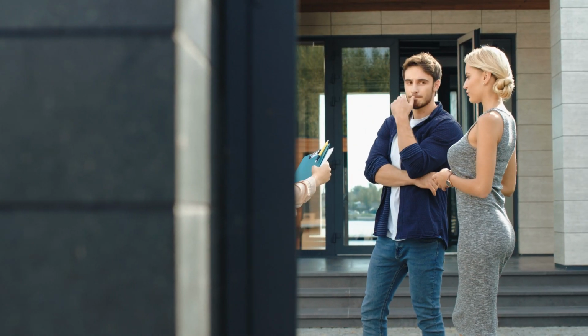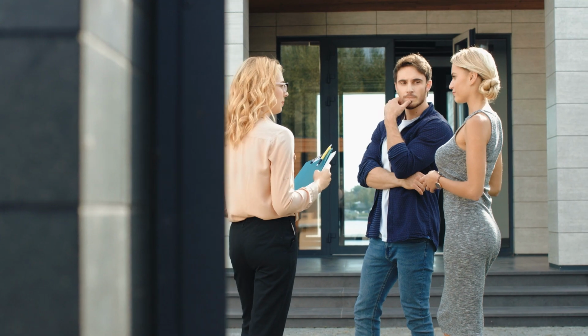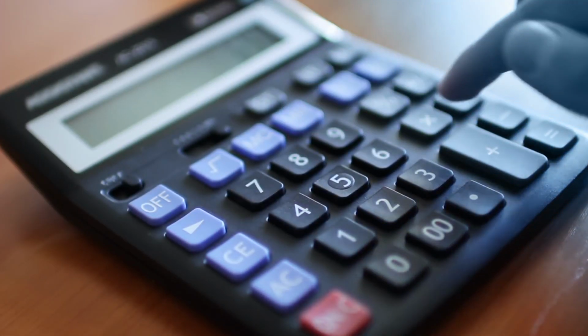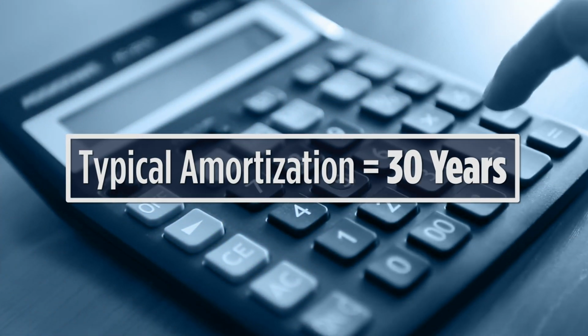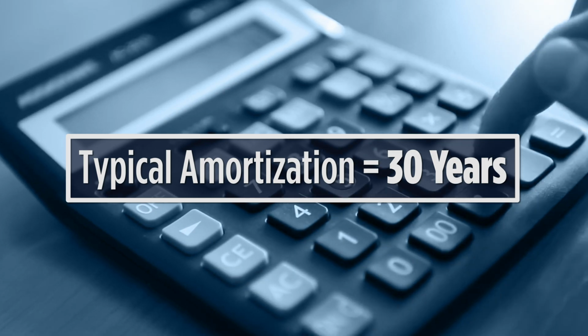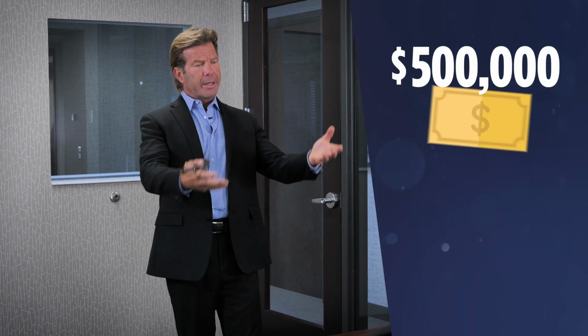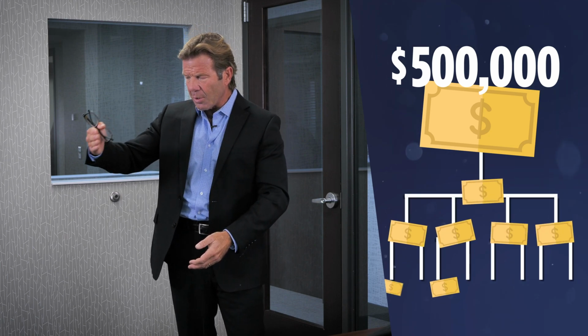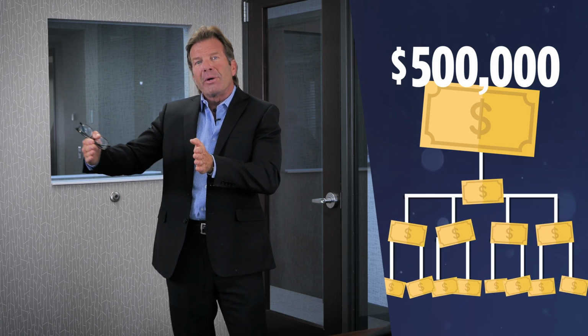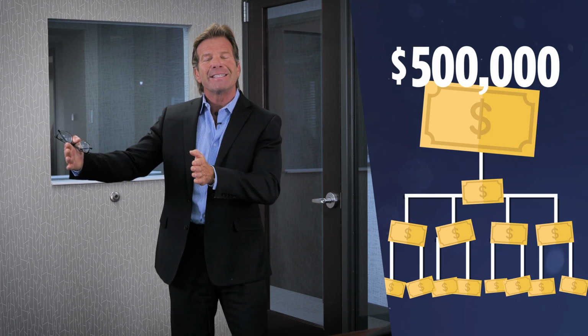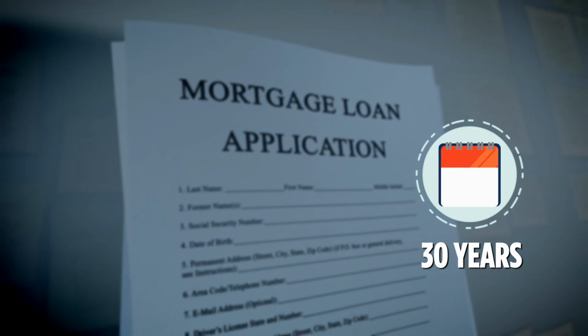Okay, so let's say you're buying a single family home and you need to amortize that loan. A very typical amortization is going to be 30 years. That's the most common. What does that mean? You're getting a loan for $500,000, and you're going to break this into a whole bunch of payments over a period of 30 years. That's the amortization period. That's a 30-year amortization. Very standard in residential real estate.